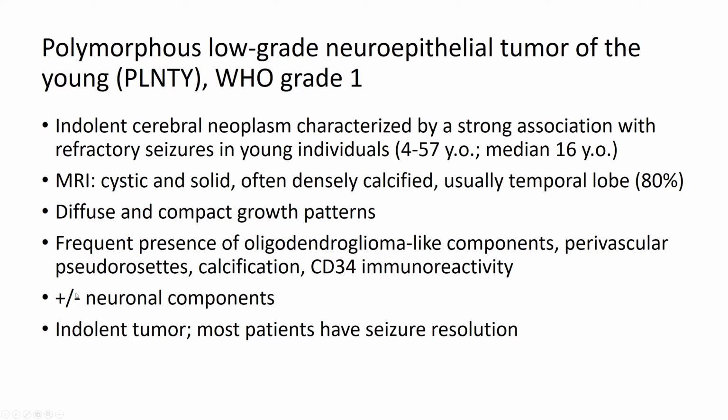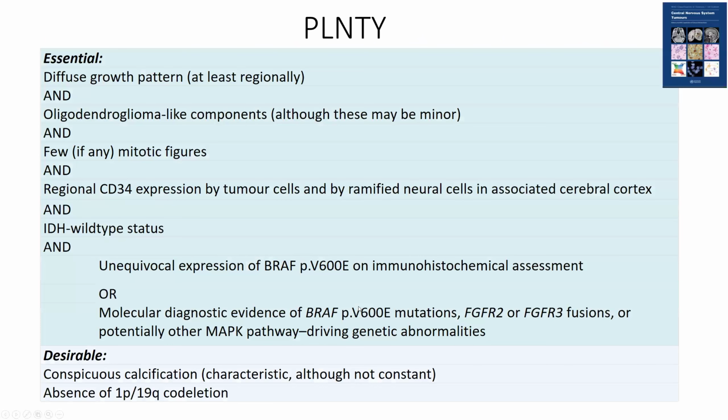We have seen that even though this is characterized as a glioma, we have seen many, many examples where there are neuronal components in these tumors. And I'll show you some examples of that. And I assume that future iterations of the classification will specify that both glial and neuronal differentiation can be seen.